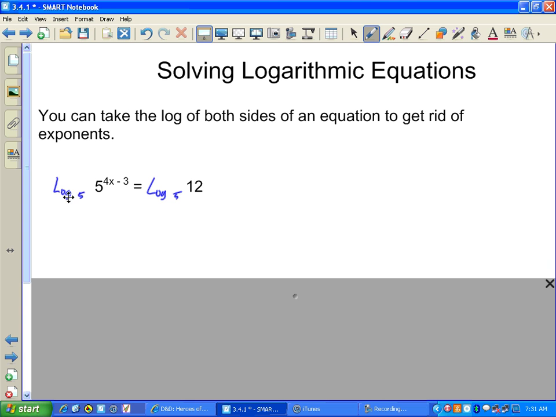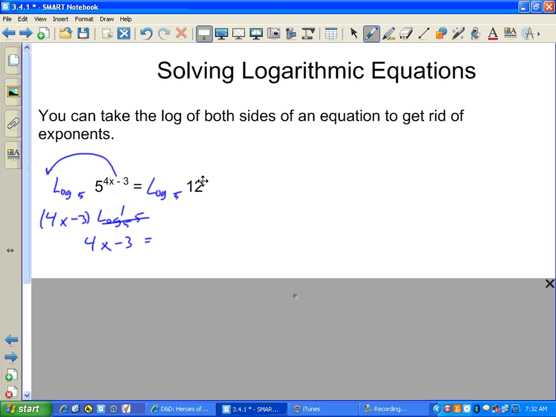Because over on this side now, my log is going to cancel my base out and leave just the 4x minus 3. The reason it does that is because if you remember the rules, I've got a log with a base of this, and this is a power. This power would come down to the front, and I'd have log base 5 of 5, which is 1. So this just goes to 1. So then we've got 4x minus 3.